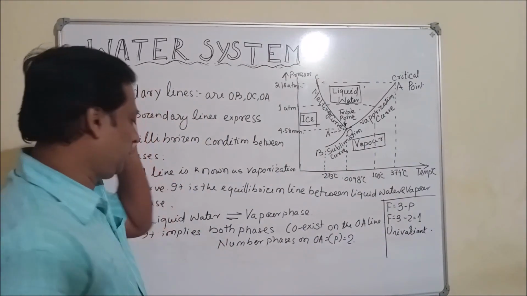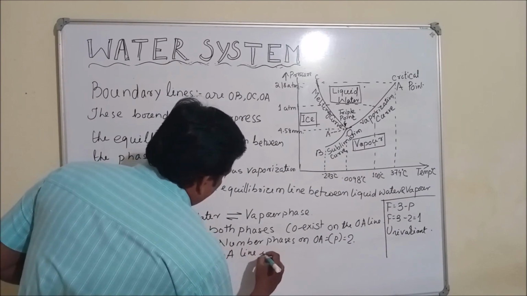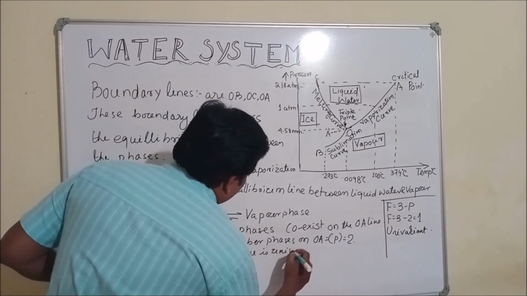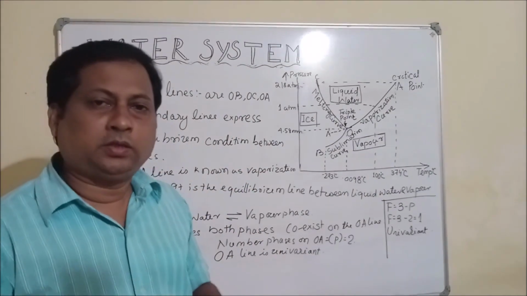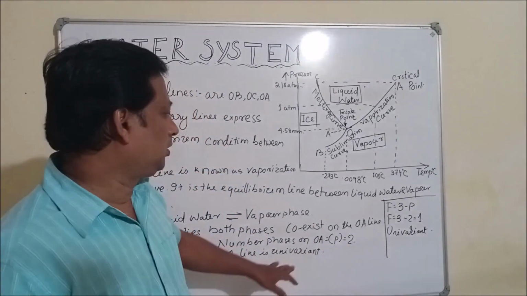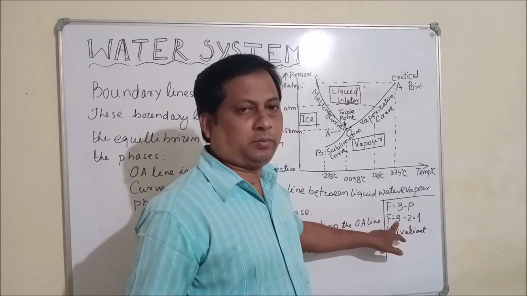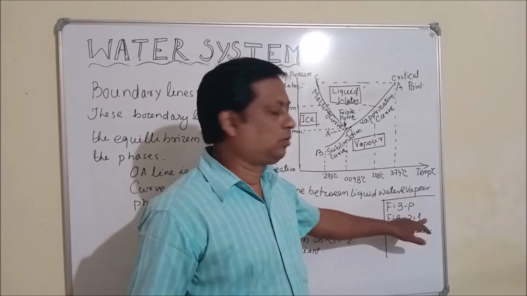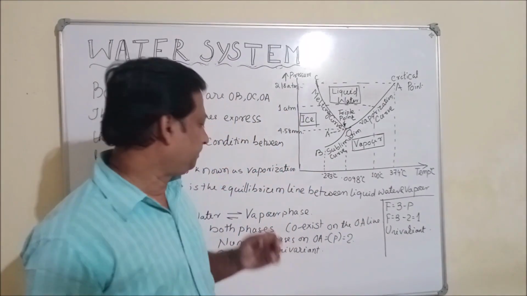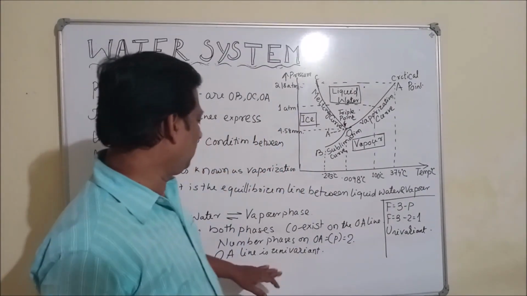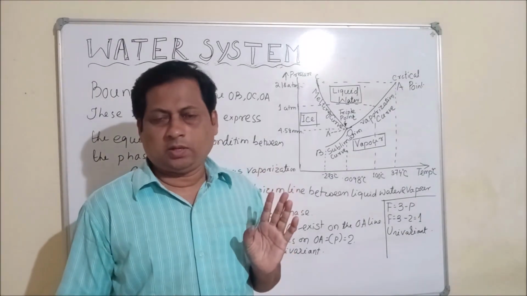The OA line is univariant because here the number of phases is 2. So we have the degrees of freedom equation, F is equal to 3 minus 2 is equal to 1. If you put 1, you will get a univariant diagram. That means one variable is sufficient to express the OA line.